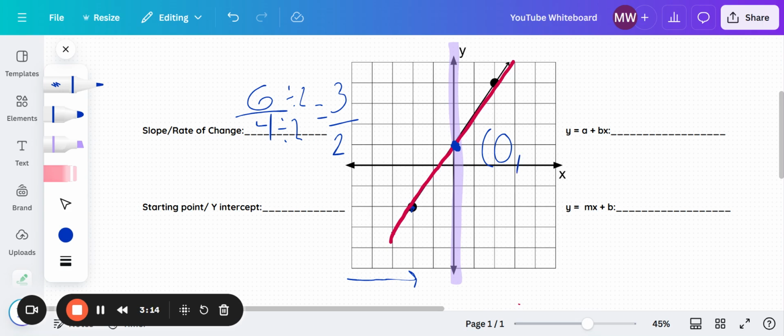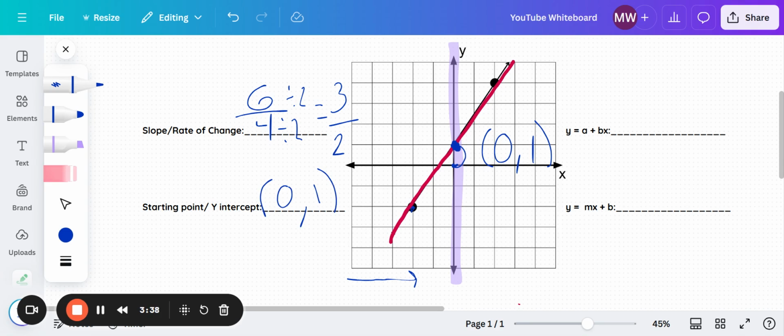So I've got 0, and then I go back to my origin, which is where the x and y axis cross, and I figure out how many spaces I had to go up to get to my new point. In this case, I went up 1 space. So the point, the ordered pair for my y-intercept is 0, 1. So I'm going to write 0, 1.